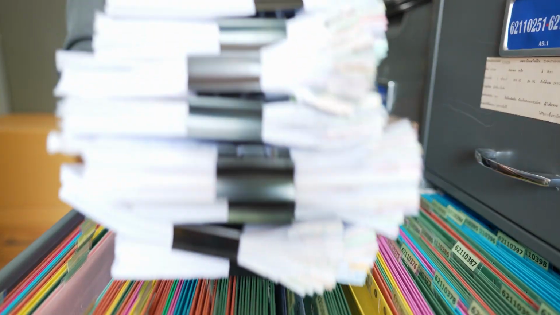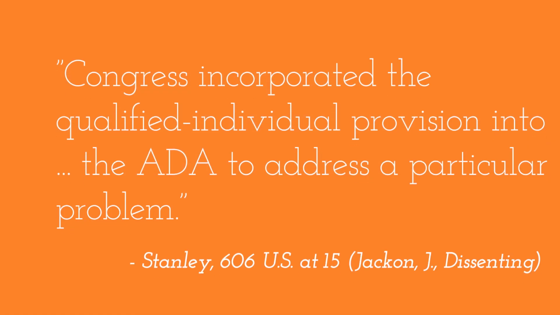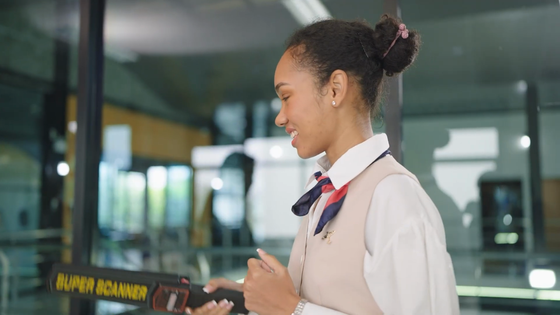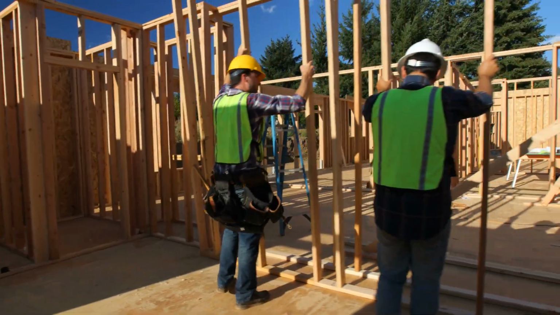Where the majority would have us analyze the term qualified individual through its use in the statute, the dissent would have us look at congressional records. Citing the official congressional record, the dissent notes that Congress incorporated the qualified individual provision into Title I of the ADA to address a particular problem. By adding this provision, Congress simply intended to reaffirm that the ADA does not undermine an employer's ability to choose and maintain qualified workers. For example, a jewelry store can still require a security guard to be capable of mobility and dexterity, and a contractor can still require a construction worker to be capable of lifting heavy materials.